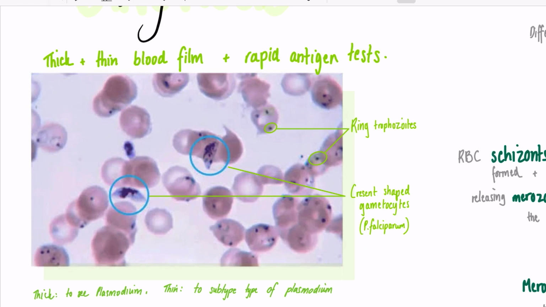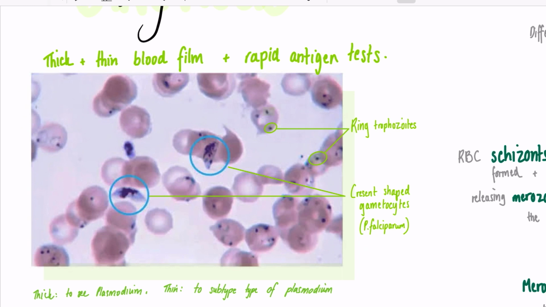So, a thick film is used basically to see whether or not that person actually does have malaria, because you'll see the Plasmodium under the thick film. In contrast, a thin blood film, which is the one that's shown here, is used to subtype the type of Plasmodium, because they all look very different. Each one will look different on a thin blood film.